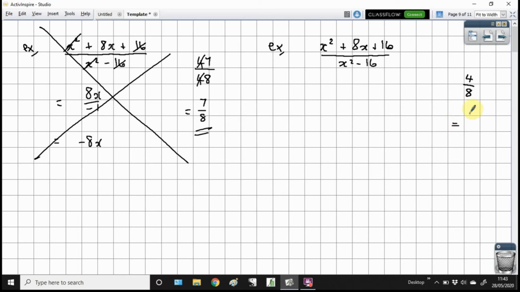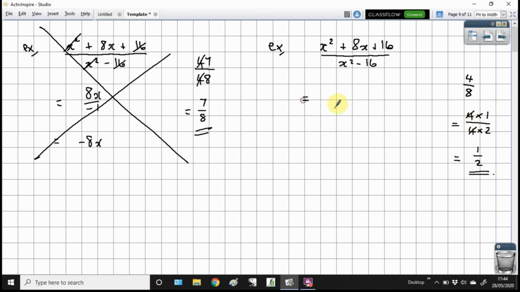Well, we can factorize 4. We can factorize 8. We notice that they have a common factor of 4, and so the answer is a half. We factorized the numerator, we factorized the denominator, and then we cancelled. We cancelled when we had a string of multiplications. That is how you cancel or simplify any fraction. It doesn't matter how complicated it is. I'll repeat it. You factorize the numerator, you factorize the denominator, and then you can cancel any common factors.